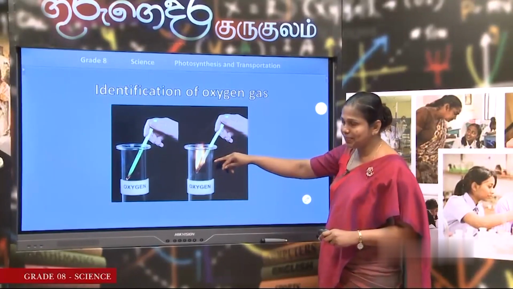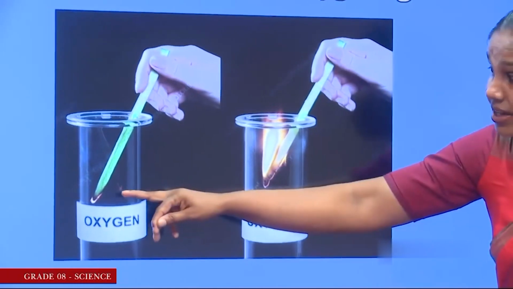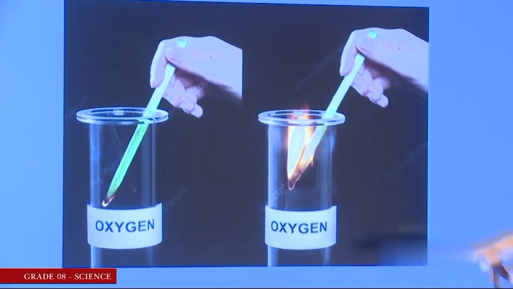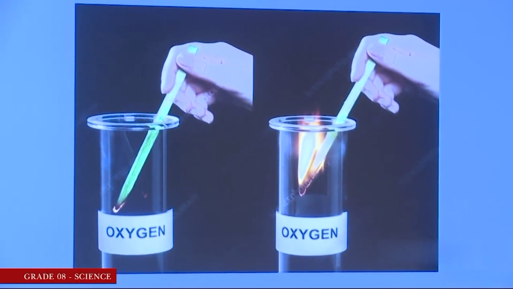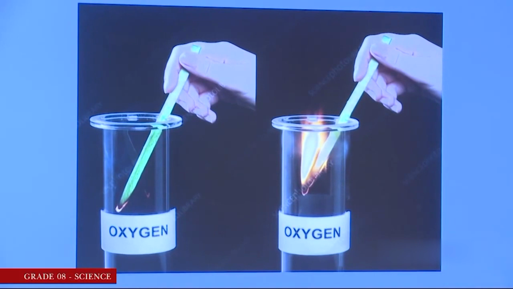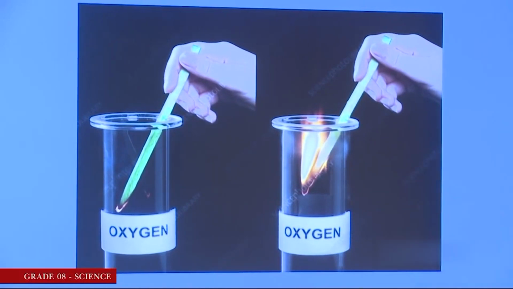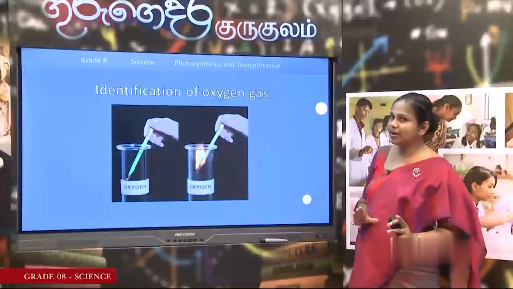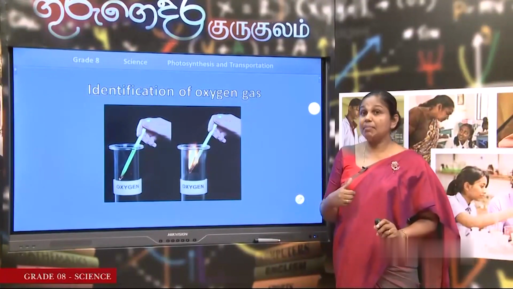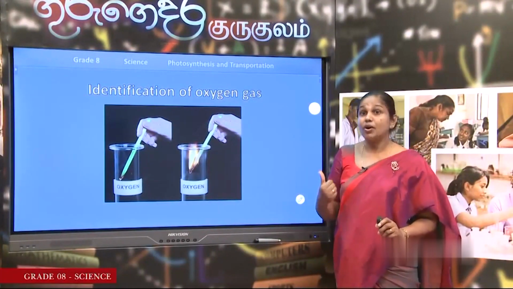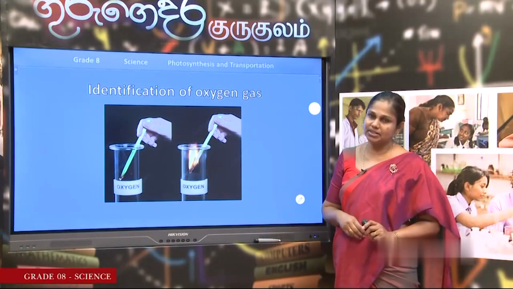Then what will happen? If you insert this splinter with a tiny spark like this, you can observe that it reignites, reburns with a brighter flame. If it reburns with a brighter flame, we can confirm that this gas here is oxygen. Thereby we can confirm that oxygen gas is released during photosynthesis.